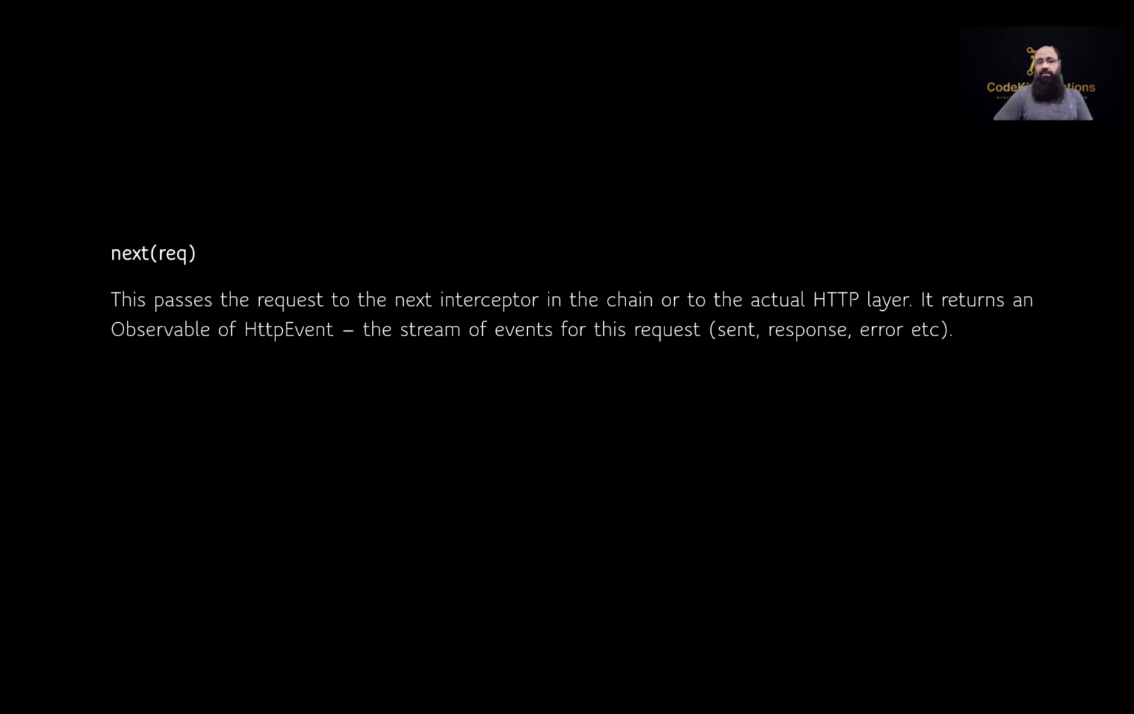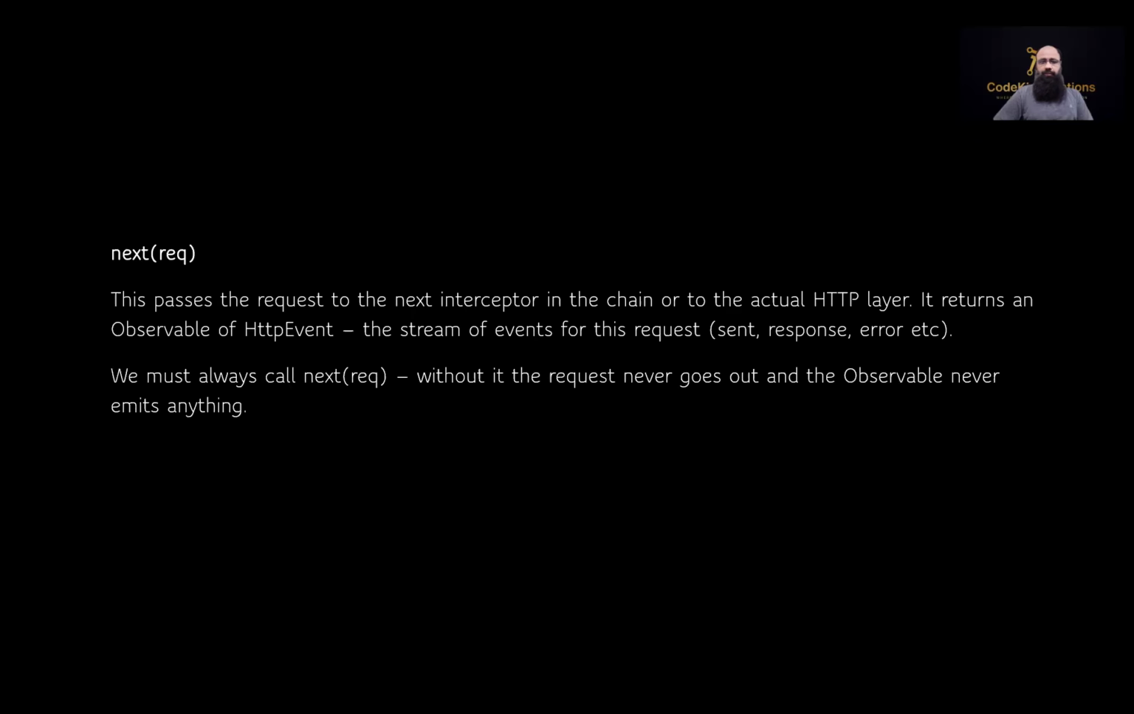And one more thing, the next request, what does it do? As I've already discussed, this passes the request to the next interceptor in the chain. So we must always call next with the request. Without this, the request never goes out and the observable never emits anything.